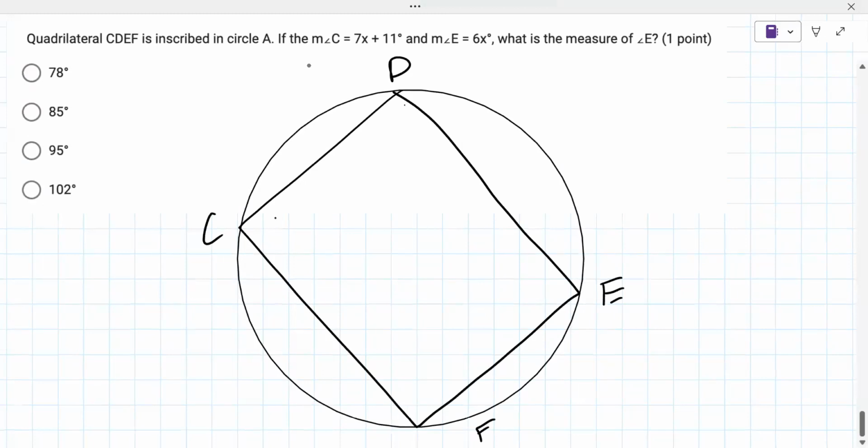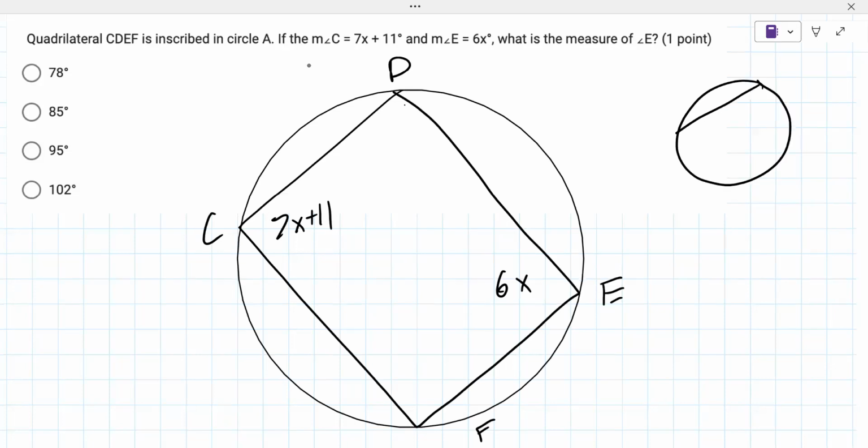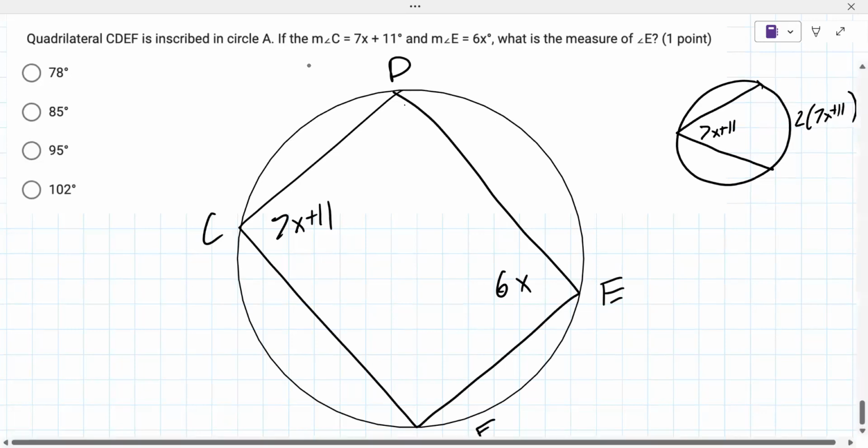And measure of angle C is 7x plus 11. And measure of angle E is 6x. What is the measure of angle E? Okay. So how do I want to describe this? Let me draw two circles. So if I draw this circle right here, 7x plus 11, okay, doubled. If you double it, that's this outside one.